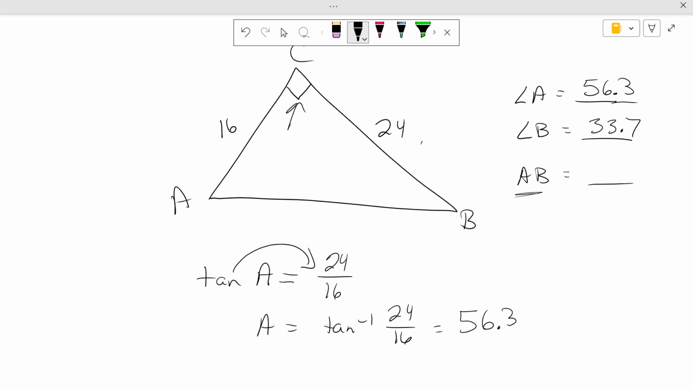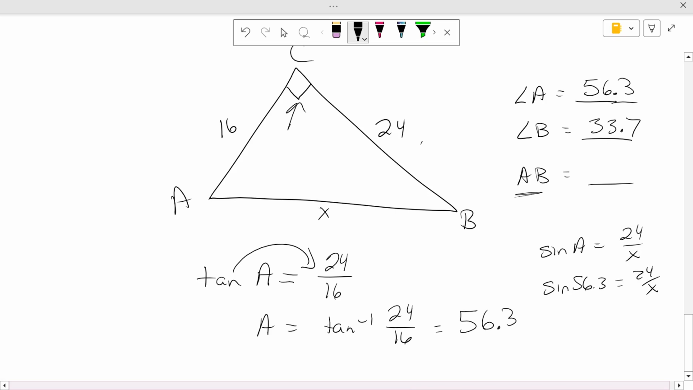Okay. Now, if you wanted to, you could use the Pythagorean theorem to figure out AB, because it's two legs of a right triangle, or you could use trig. Using trig, if I want to find AB, that's my hypotenuse. So we put an X there. So I could say, well, the sine of angle A, no, the cosine of angle A, no, it's sine, I don't care. Sine of angle A equals 24 over X, right? And we know angle A is 56.3, so the sine of 56.3 equals 24 over X.